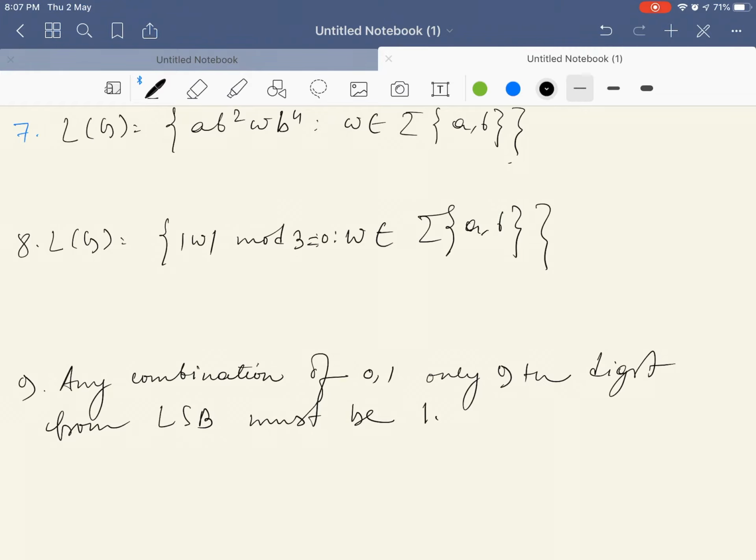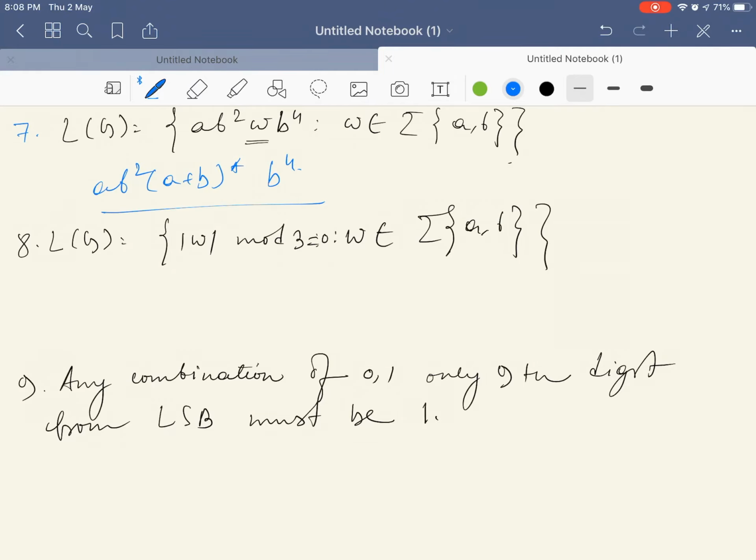So the first problem is a b square omega b to the power 4, which means that in between, omega means any combination of a b. Before omega there may be a b square, and after omega there may be b to the power 4. So this problem is a similar kind of problem to problem number 6. So the answer should be just a plus b whole star. Before that there will be a b square, and after that there will be b to the power 4, nothing else.